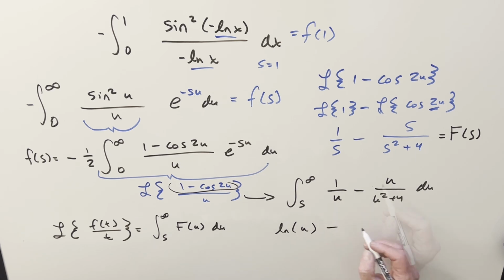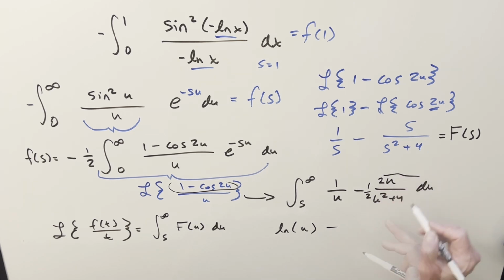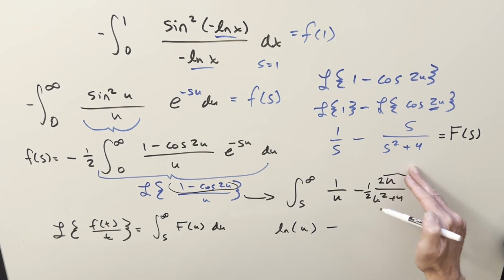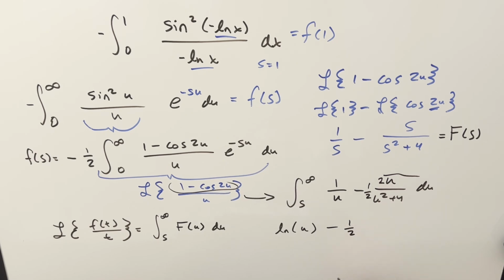Then for this next part, we can do this on the fly. If I multiply in 2 and multiply by 1/2 in front, then we've got the derivative of the denominator in the numerator, so this is going to be minus 1/2 natural log of u squared plus 4, and we just need to evaluate from s to infinity. But with log properties, let me rewrite this as natural log of u over, for the 1/2, I can create a square root, square root of u squared plus 4, evaluated from not 0, but we want this to be an s.